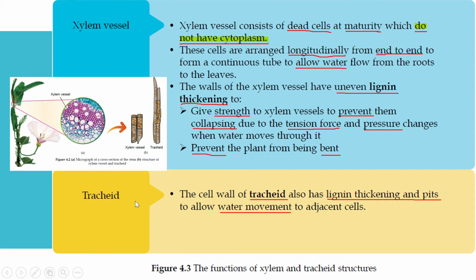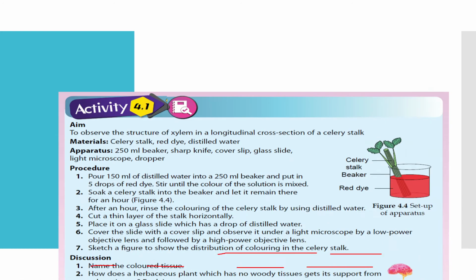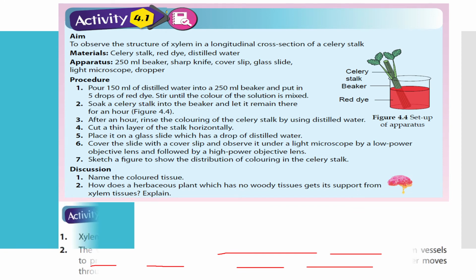Now let's look at the best friend of the xylem vessel, which is the tracheid. This tracheid wall also has lignin thickening. So in other words, they are also lignified. And the pits are the holes near here, which you can see, to allow water movement to the adjacent cells. It means it allows water to flow or move to the neighbouring cells, the adjacent cells. Okay, so that is about it on xylem vessels and tracheids, and there's one activity over here.